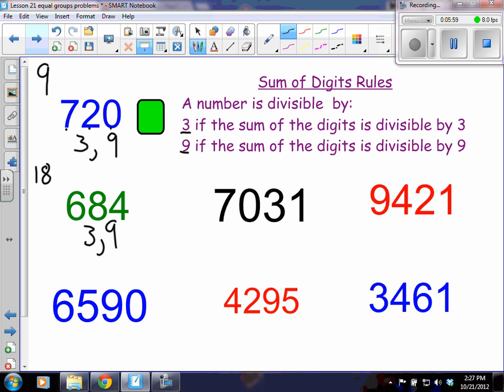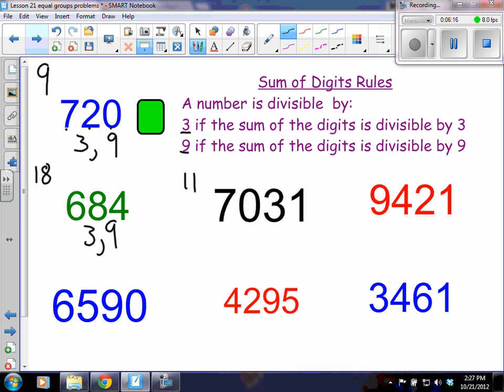We can try 7,031. 7 plus 3 is 10, plus 1 gives us 11. Does 3 go into 11? No. Does 9 go into 11? No. And so 3 or 9 do not work for this problem.